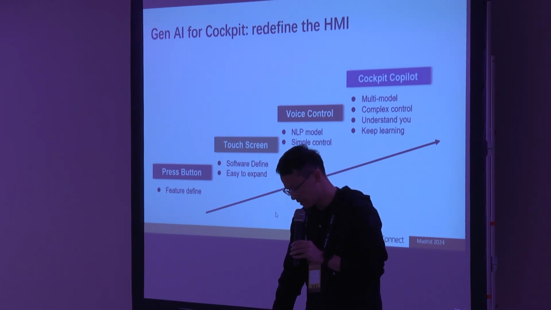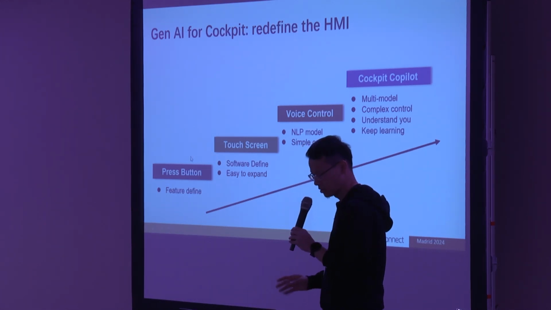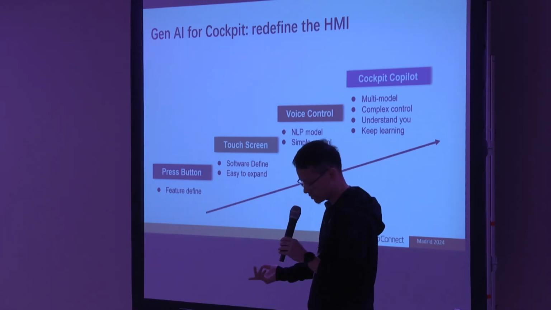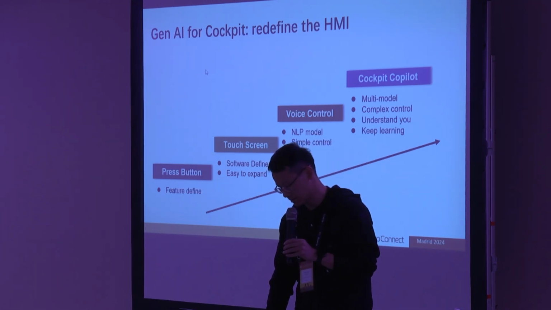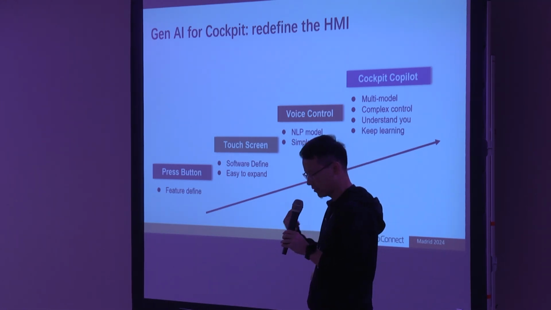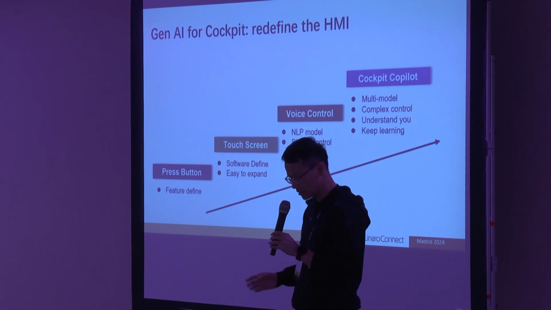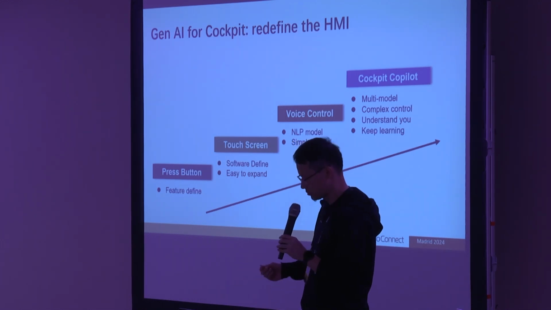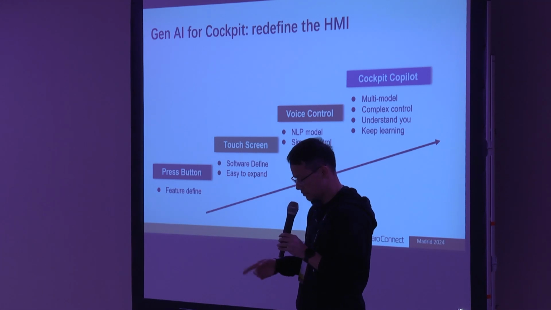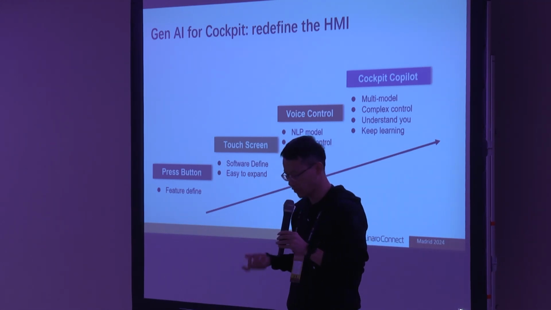I think the first is the press button. You know, the old cars, you need a button to control the features. Okay, the next is the touch screen. Android is coming to my car. It makes the car smarter and smarter. But later, it's voice control. You can use the voice to control the cockpit. And just like NLP model, yeah, it's a voice model.